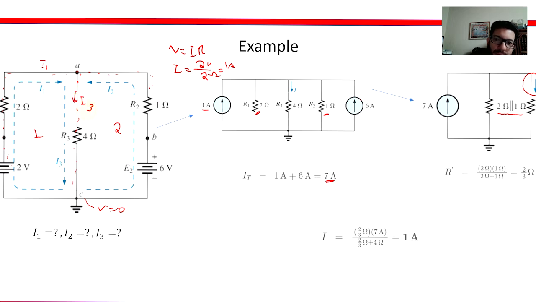So I3 will go through the resistor, and to find that current, we need to multiply the source times that resistor, so 7 times 2/3, divided by the summation of that resistor plus the other resistor, of both resistors basically. And that gives us 1 amp. So the current through here is 1 amp.